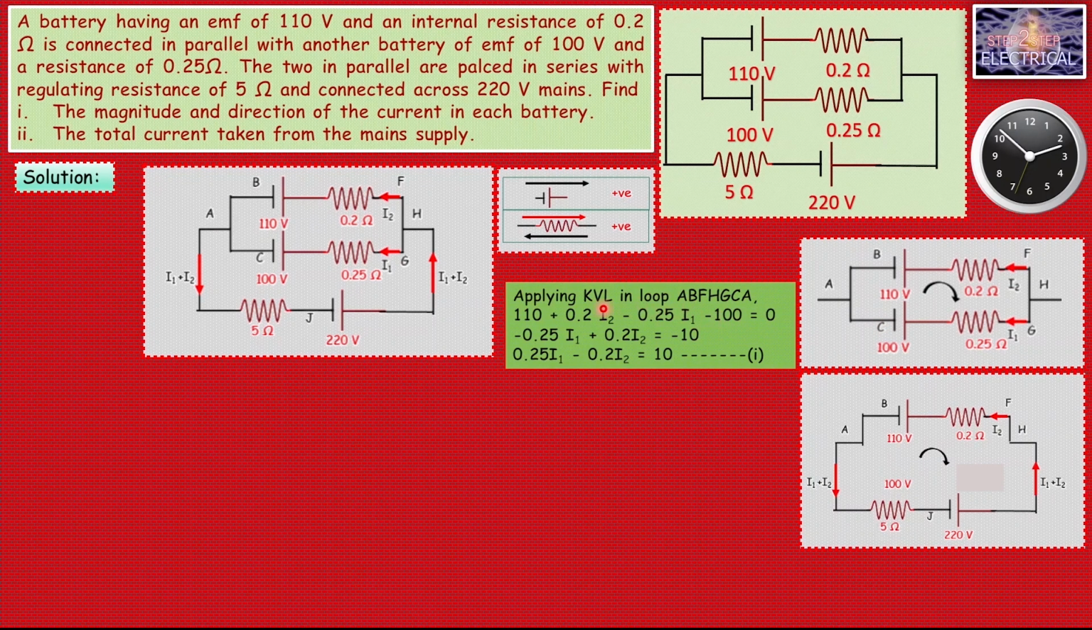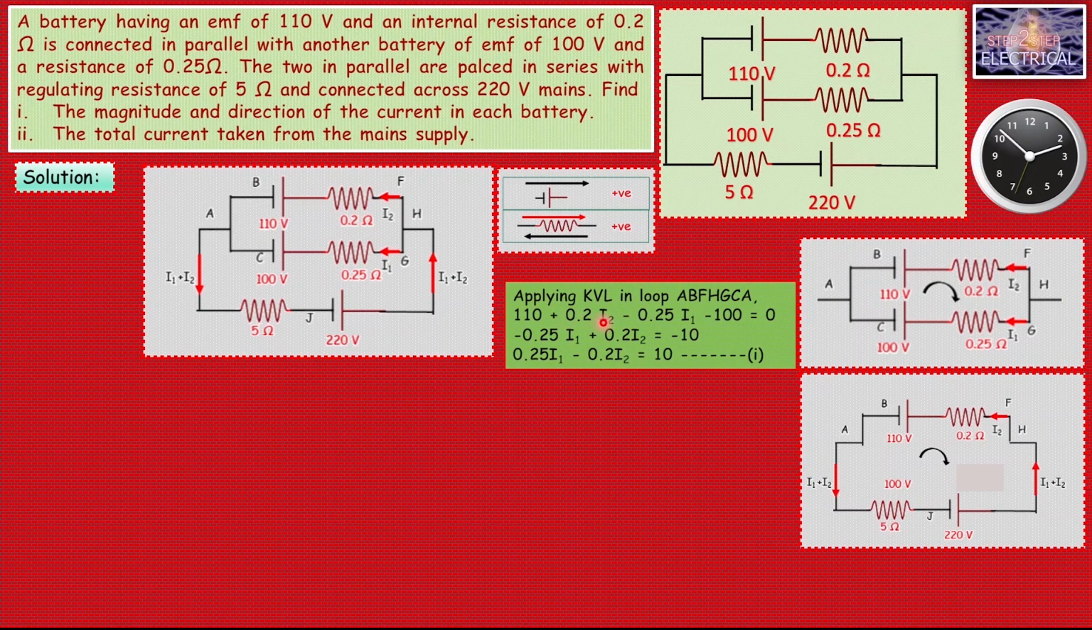Okay, let's talk about the potential drop across these two resistors. In the resistor with resistance 0.2 ohm, the direction of assumed current I2 is anti-clockwise and the direction of movement is clockwise. Both are in opposite directions. If both directions are opposite, then the potential drop is positive.